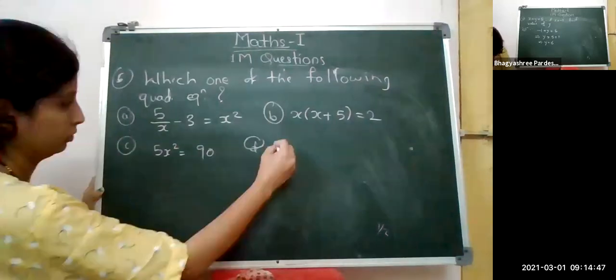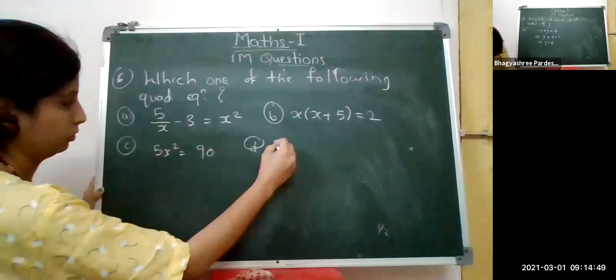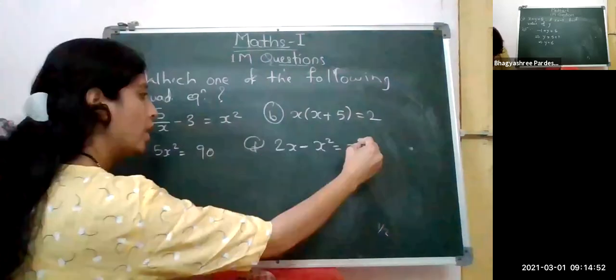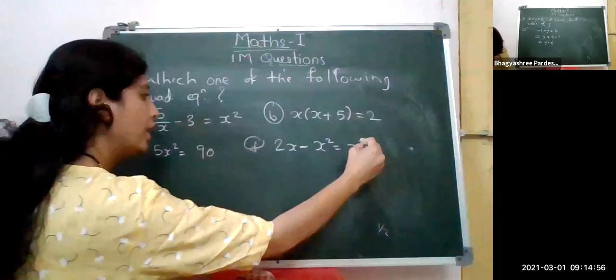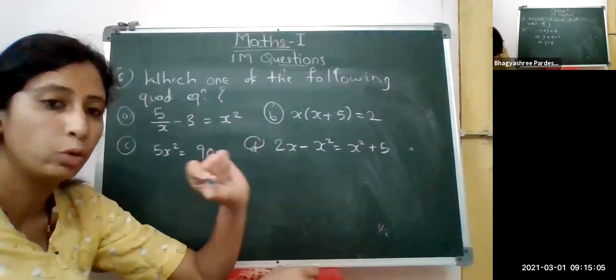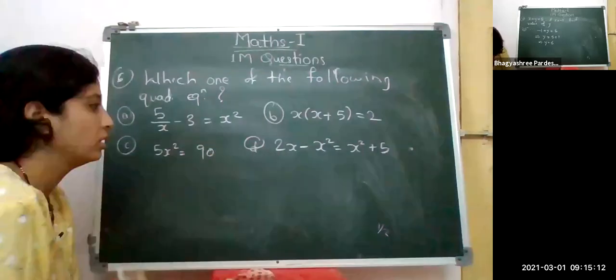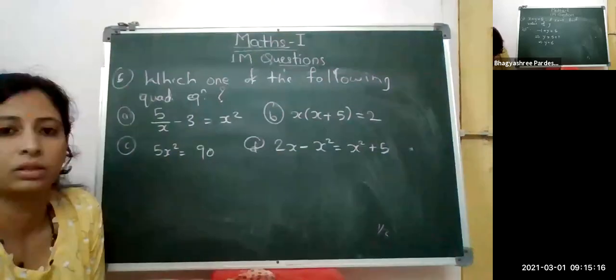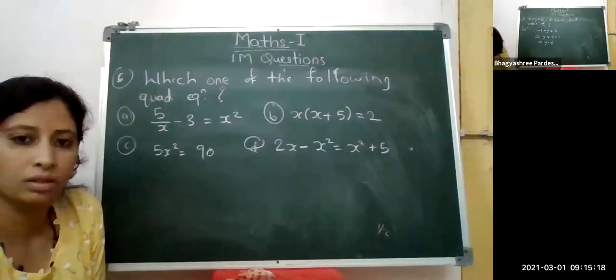So how to identify this one? The first and most important thing is that the highest power of x must be 2, right? The highest power of x must be 2. So here in this equation, if you look at A, we are seeing the power of x is 2. So how to identify this one? Yes, Zaki. Yes, Zaki. B. Yes, Zaki, you can unmute yourself. You raised your hand.